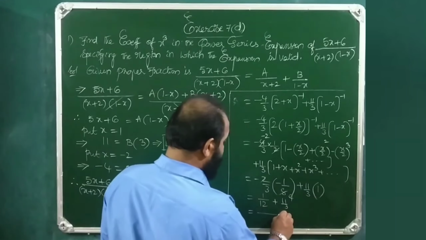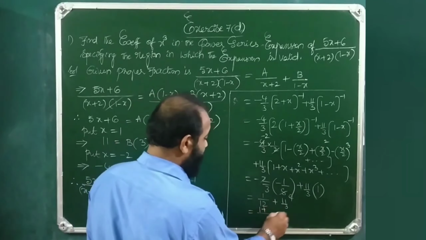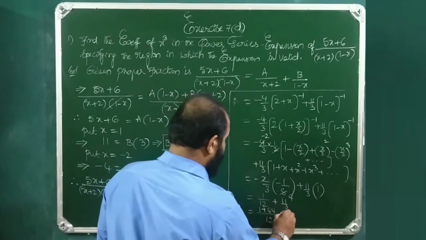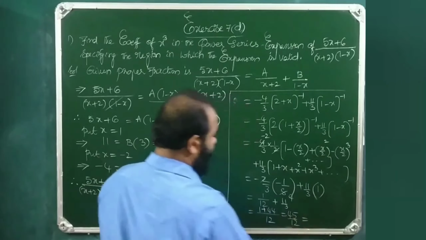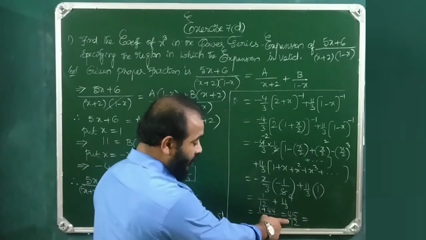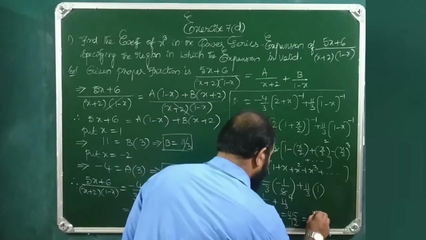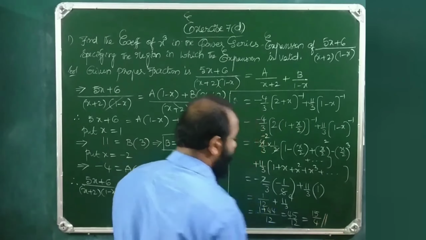So the LCM is 12. 12 by 12 is 1, plus 12 by 3 is 4, 4 elevens are 44, which is 45 by 12. So if you cancel the three table, 3 fifteens are 45, by 3 fours are 12. So this is the answer.